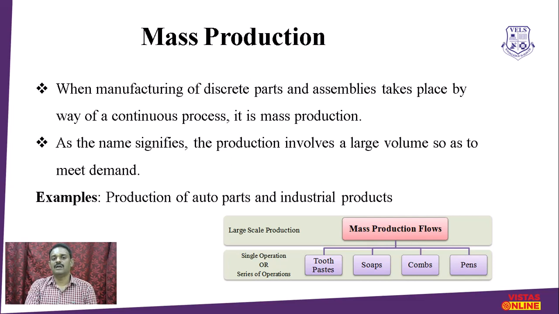When manufacturing of discrete parts and assembling takes place by way of a continuous process, that is called mass production. The name signifies the production involves a large volume or large quantity or large number so as to meet the demand. In mass production also, they are producing the product based on the future prediction. Examples of mass production are the production of auto spare parts and industrial products.